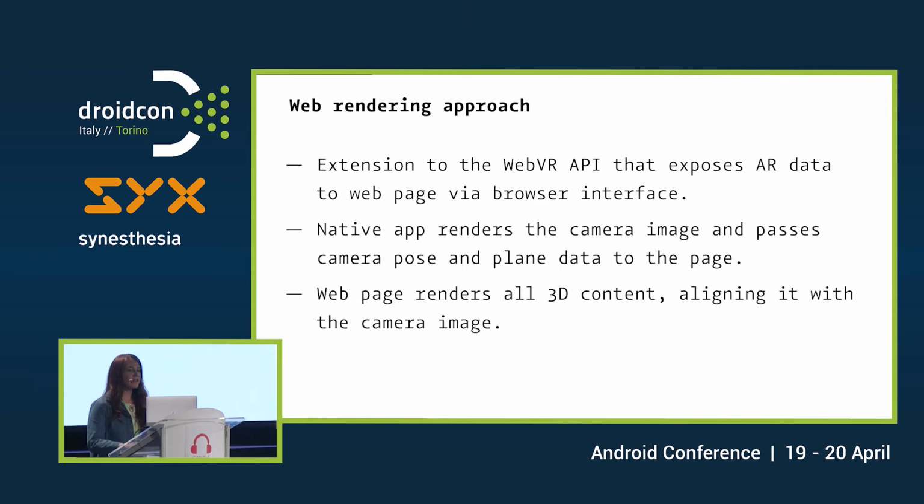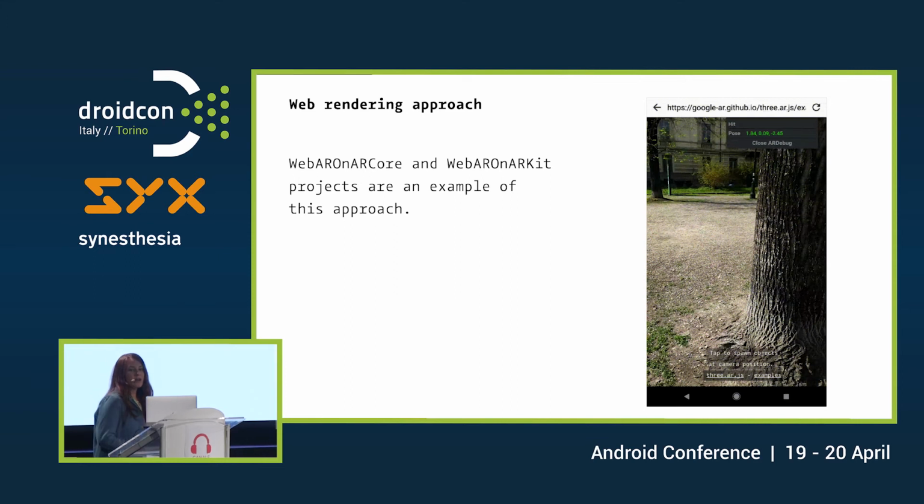The web page then takes that information and renders all of the virtual content itself using WebGL or another wrapper library for web rendering like Three.js. The page is completely responsible for aligning the virtual camera with the real world camera and for rendering any of the 3D virtual content which is visible in the user experience. The WebAR on ARCore and WebAR on ARKit projects are an example of this approach.